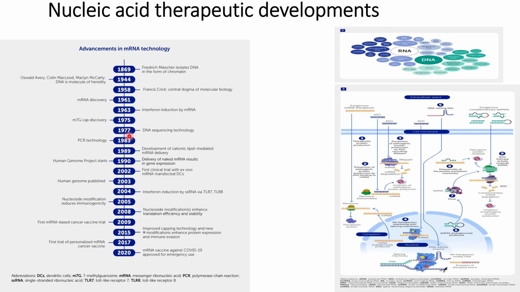In 1977 the DNA sequencing technology was developed, and in 1983 the PCR technology was developed. It comes to the point where in 2009 the first mRNA based cancer vaccine trial was done, and in 2020, as we are all familiar with, the mRNA based vaccine for COVID-19 was approved for emergency use.